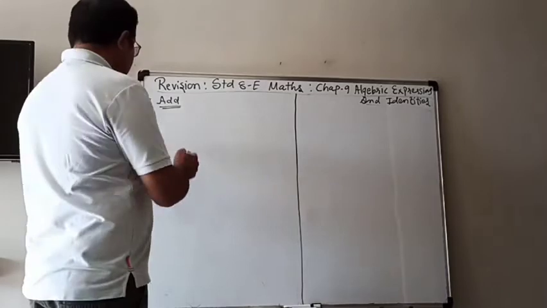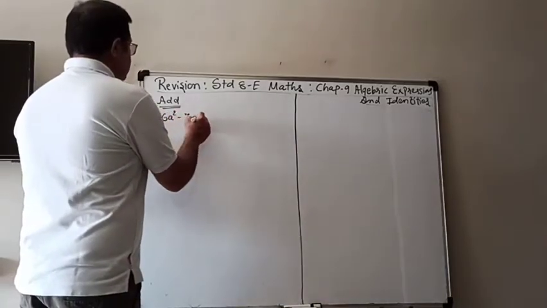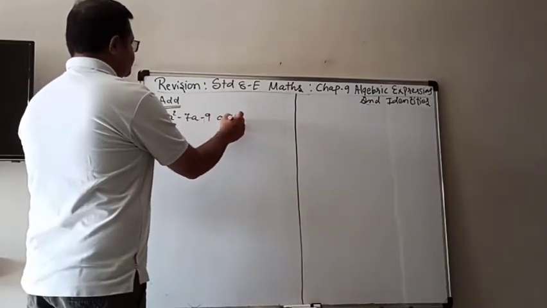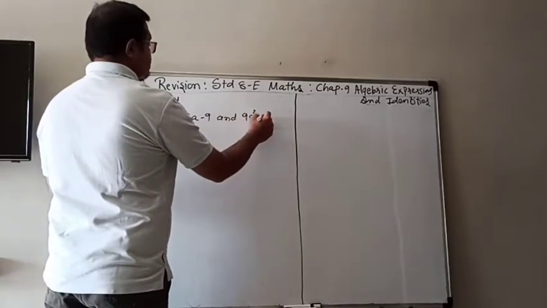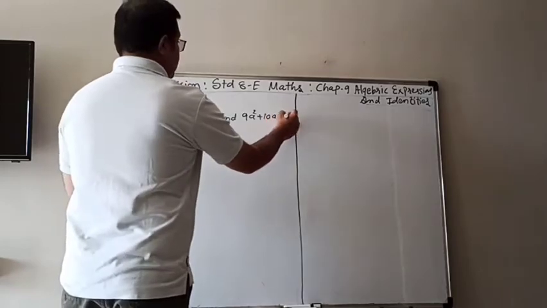First add 6a square minus 7a minus 9 and 9a square plus 10a plus 5.